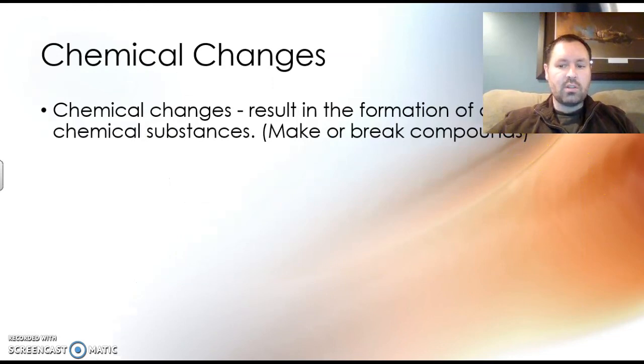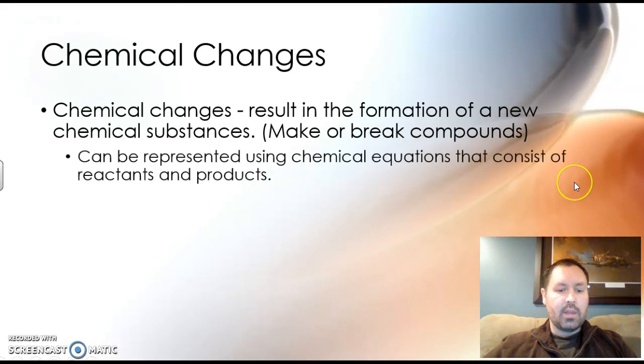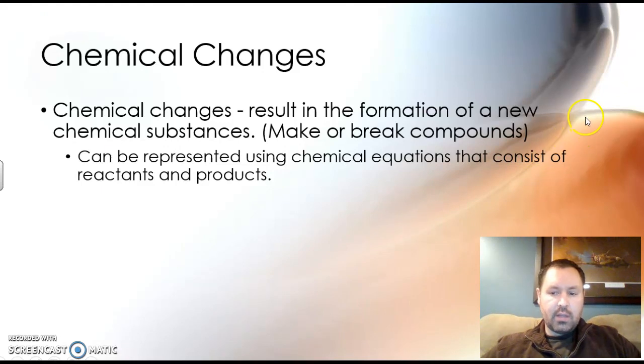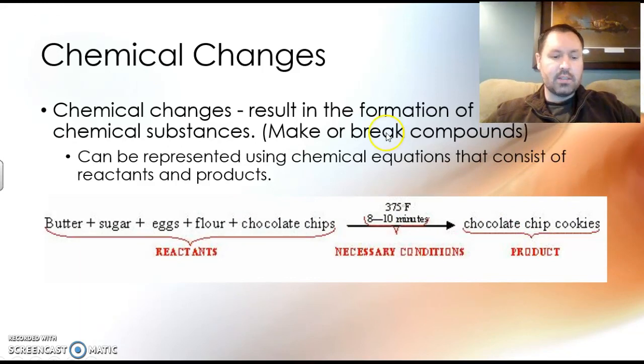A chemical change results in the formation of new substances. In other words, a chemical change makes compounds and it breaks compounds. That's what chemical changes do. So they can be represented using chemical equations that consist of reactants, which are the things you put together in a chemical change, and then products, which is what happens after a chemical change. So let's take a look at some examples here.